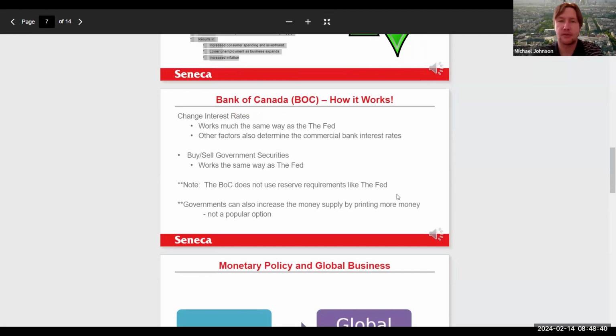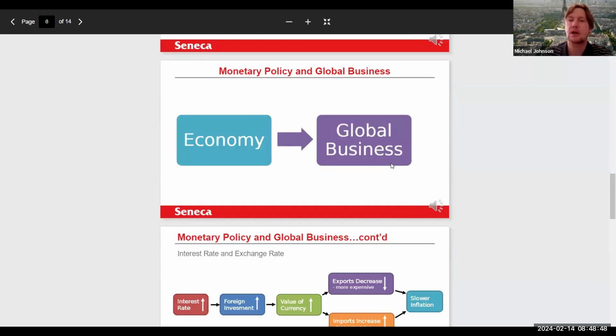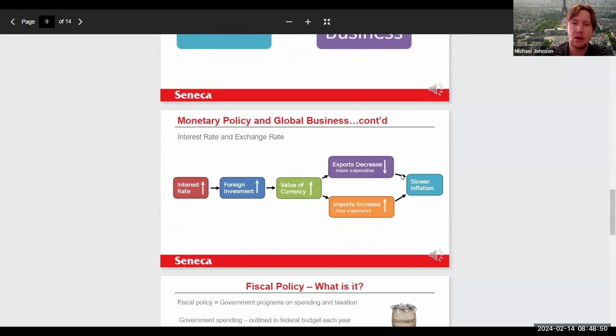The Bank of Canada does not use reserve requirements like the Federal Reserve. Governments can also increase the money supply by printing more money. Not a popular option. Monetary policy in global business.